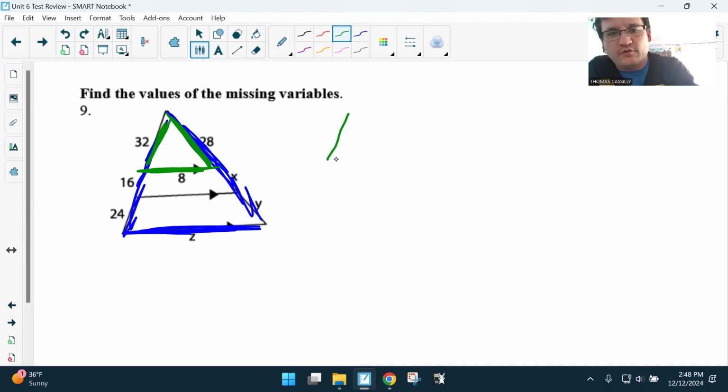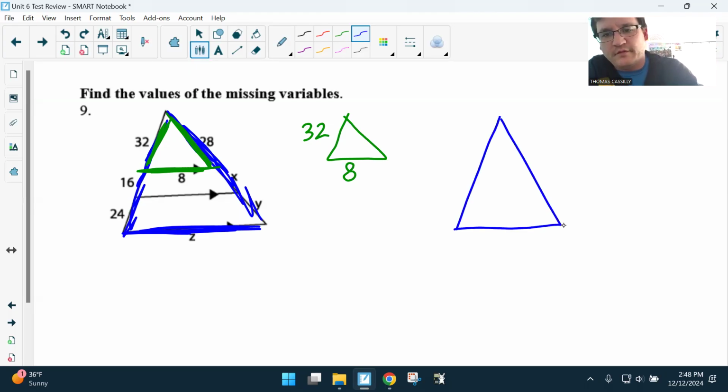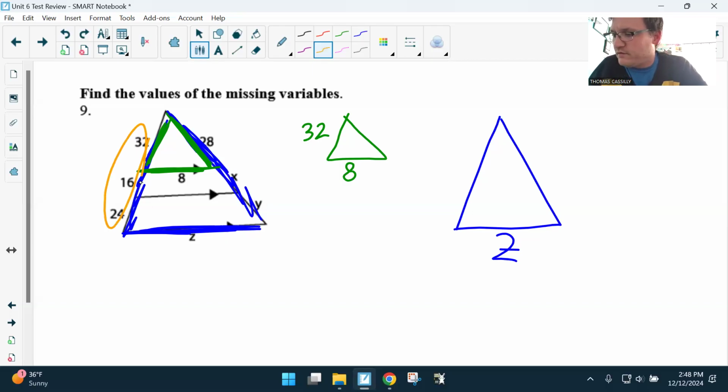So if I look at just that green triangle, I have an 8 and a 32. Right? But if I look at the overall big triangle, I have a z. That's an ugly z, but that's okay. And then I have the entire side. What does this add up to? 32 plus 16 plus, what is it, 24 plus 24. It gives me 72. All right, so this is 72. So there's my sides. That's what I'm going to compare everything to here.